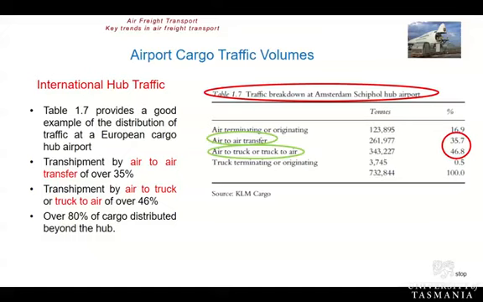So that's all I was going to mention about airport throughput and volume. Has anybody got any questions in that regard?